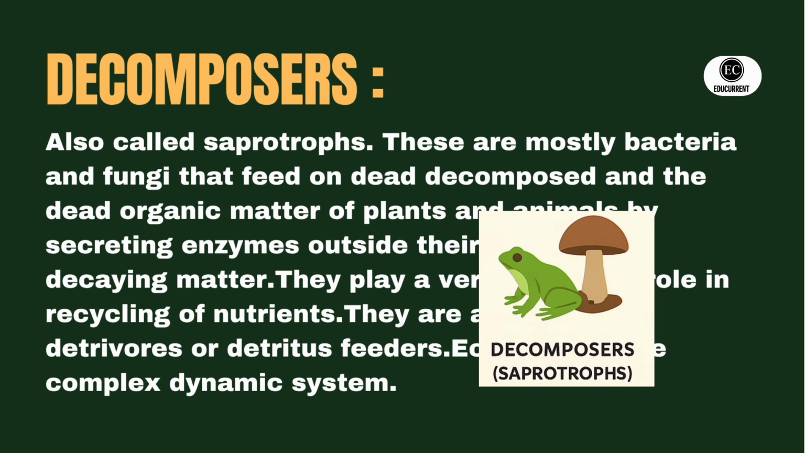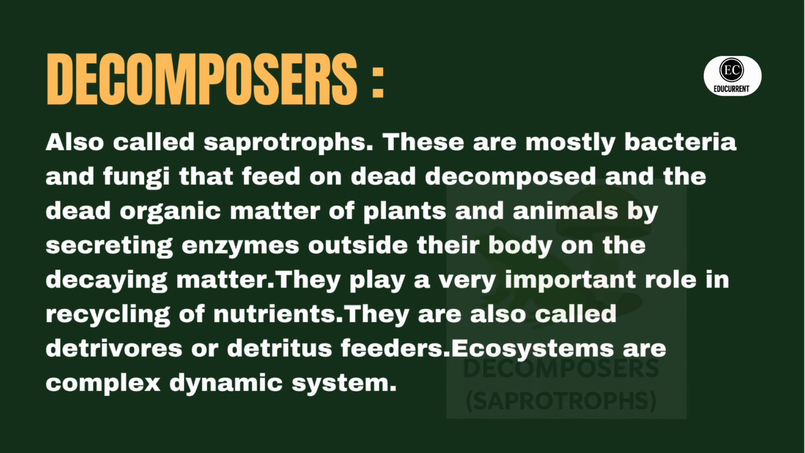Decomposers, also called saprotrophs. These are mostly bacteria and fungi that feed on the dead organic matter of plants and animals by secreting enzymes outside their body on the decaying matter. They play a very important role in recycling of nutrients. They are also called detritivores or detritus feeders. Ecosystems are complex dynamic systems.